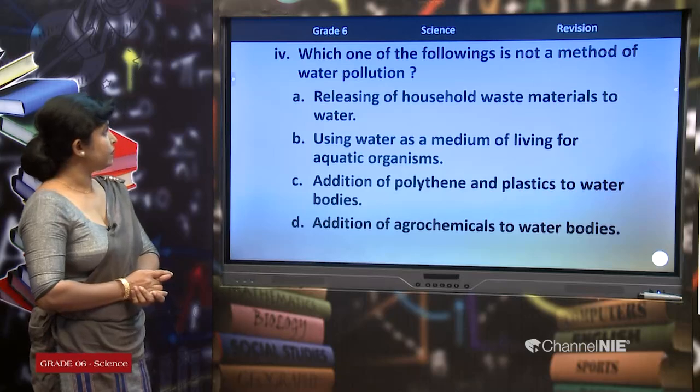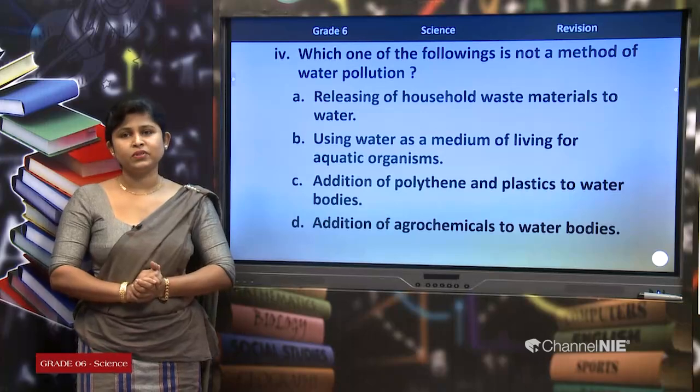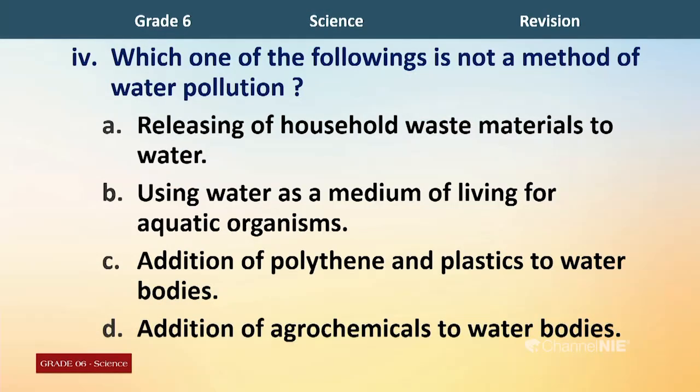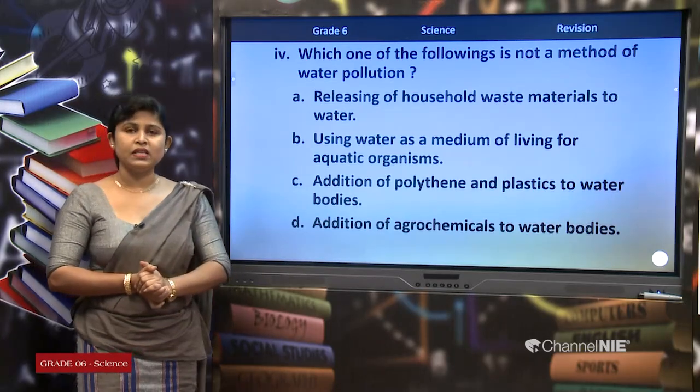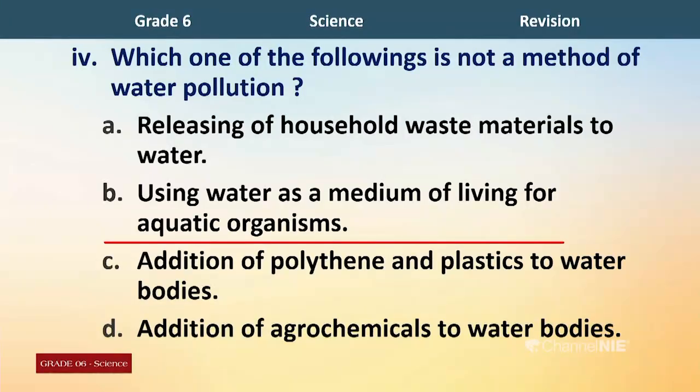Look at the fourth question. Which one of the following is not a method of water pollution? I would like to draw your attention towards the choices given as A, C, and D. Releasing of household waste materials to water, that is A. Then C, addition of polythene and plastics to water bodies. D, addition of agrochemicals to water bodies. My dear children, you can understand that by all those methods, the water is polluted. But look at the second answer. It does not support water pollution. Using water as a medium of living for aquatic organisms. When the aquatic organisms live in water, it does not help for water pollution. It is not a reason for water pollution. So the answer is the second one.